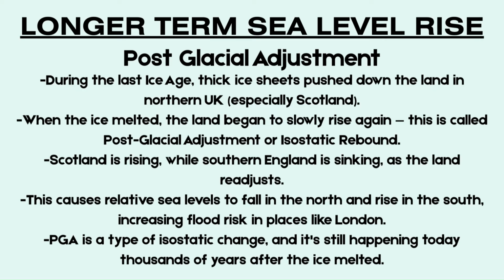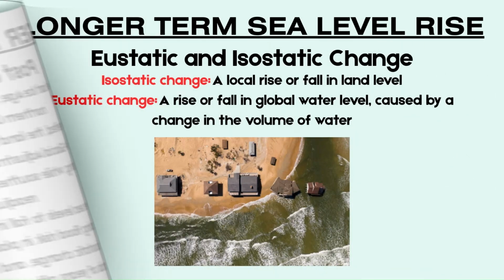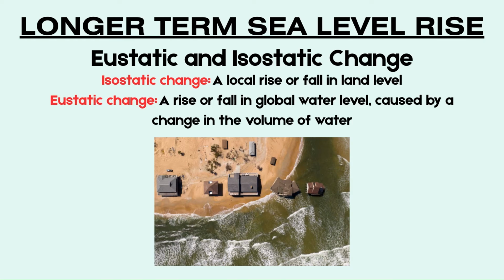Scotland is rising, while southern England is sinking, as the land readjusts. This causes relative sea levels to fall in the north and rise in the south, increasing flood risk in places like London. Post-glacial adjustment is a type of isostatic change, and it's still happening today, thousands of years after the ice melted. Now we will look at eustatic and isostatic changes in sea level.